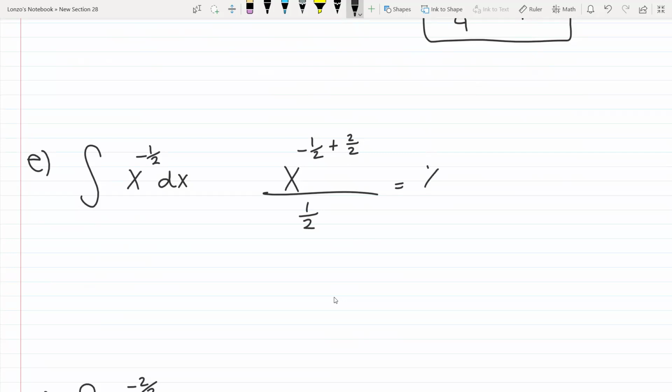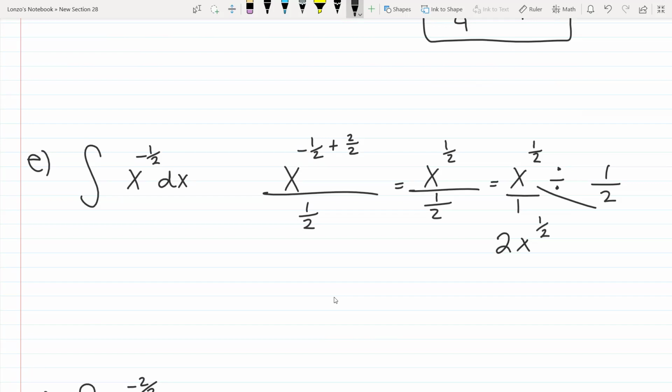So this could be expressed as x to the, -1/2 plus 2/2 is +1/2, divided by 1/2. So that could be written as x to the 1/2 divided by 1/2. And then I would cross multiply. So 2 times x to the 1/2 is 2x to the 1/2. 1 times 1 is 1, plus c.